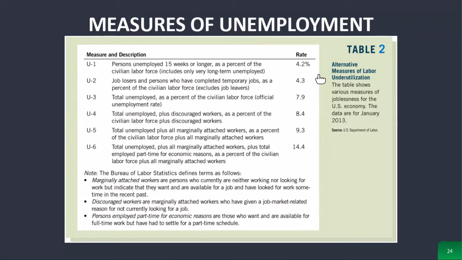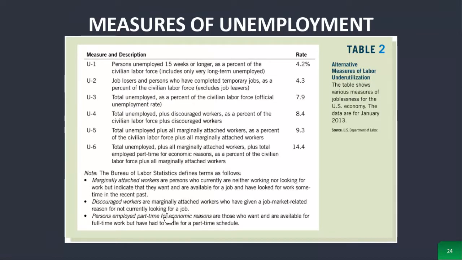And then U4, total unemployed plus discouraged workers as a percent of the civilian labor force plus discouraged workers. This is typically seen as the ideal, an improved measurement, because it factors in those that are unemployed but are simply not looking. And then U5, this attaches individuals that we consider marginally attached workers, and they're people who are currently neither working nor looking for work, but indicate they want and are available for a job and have looked for work in the recent past.